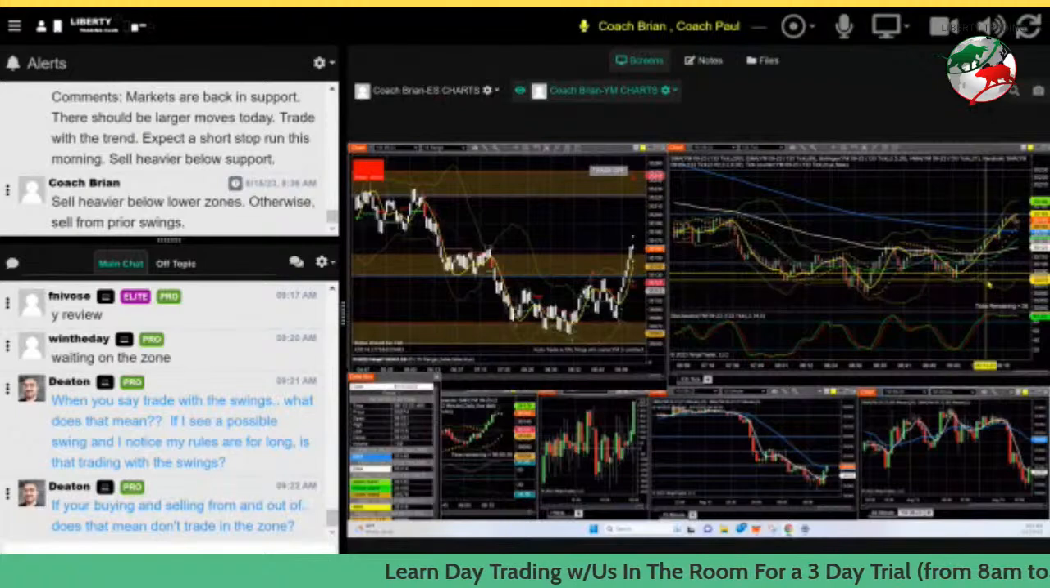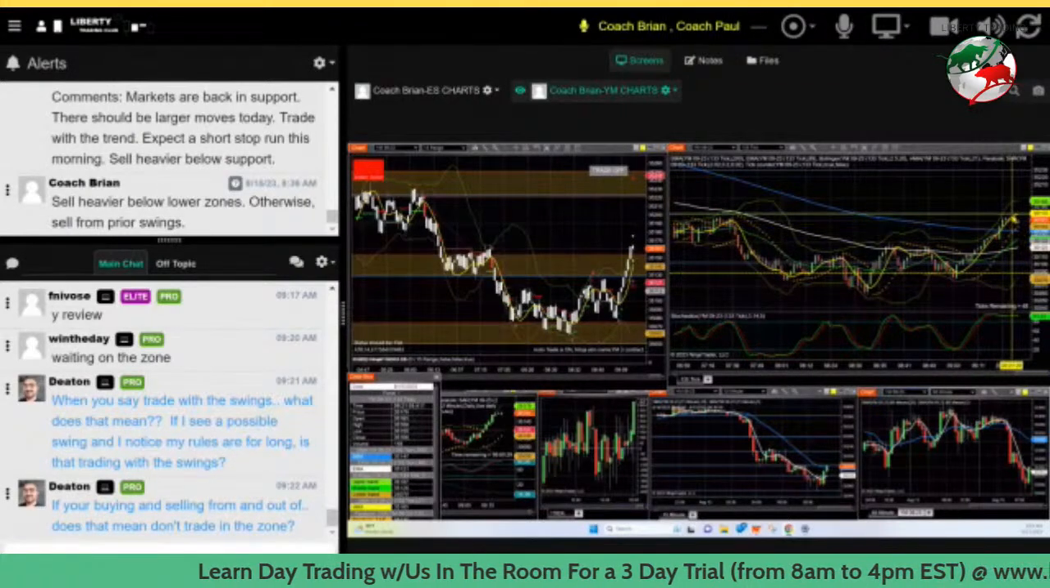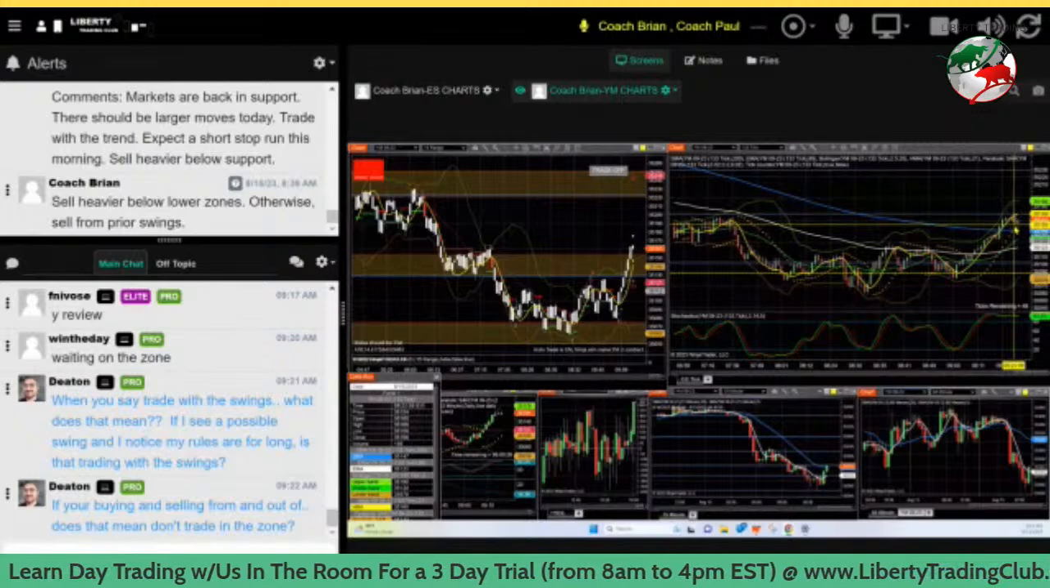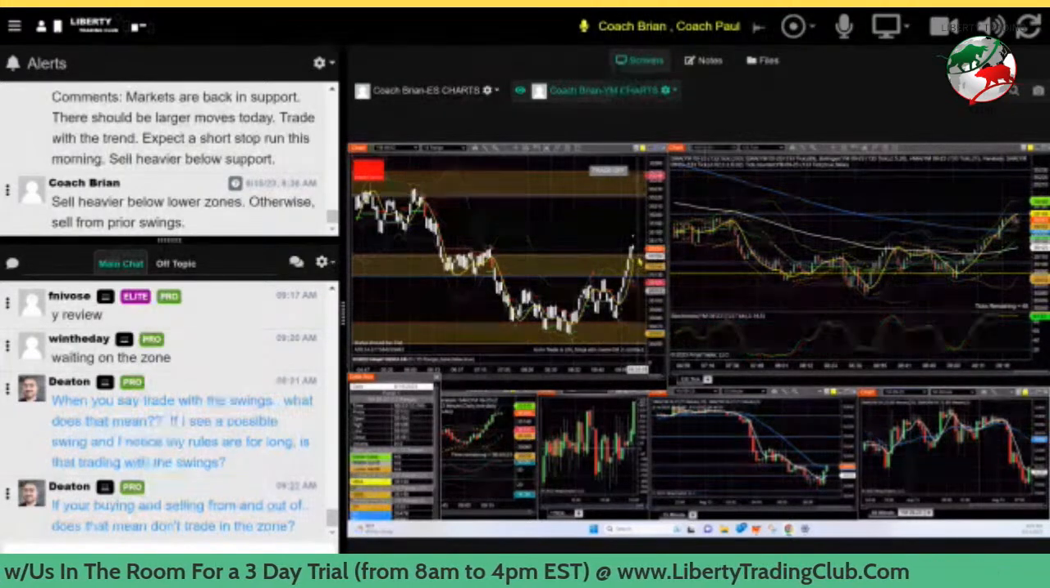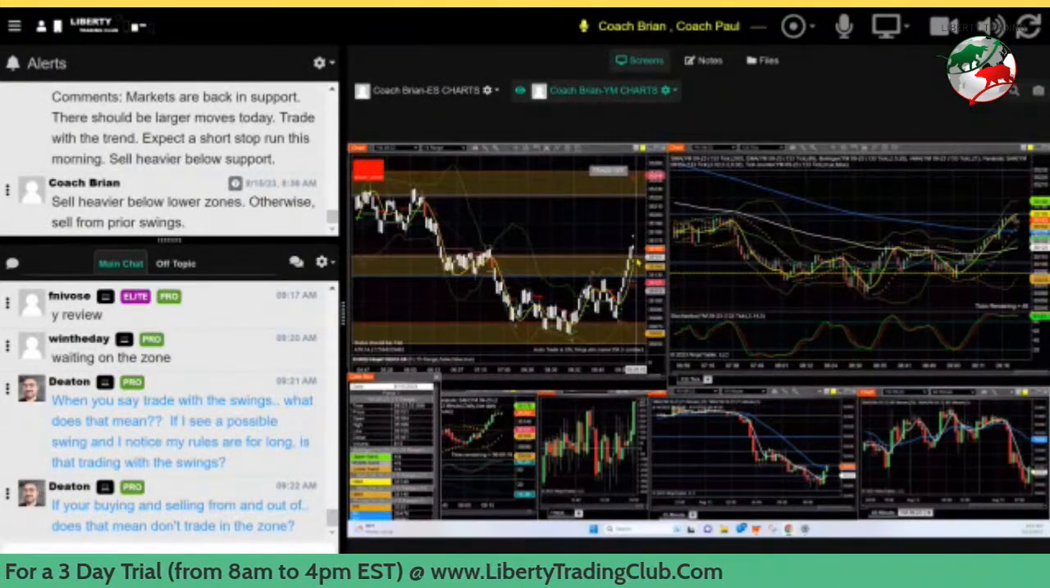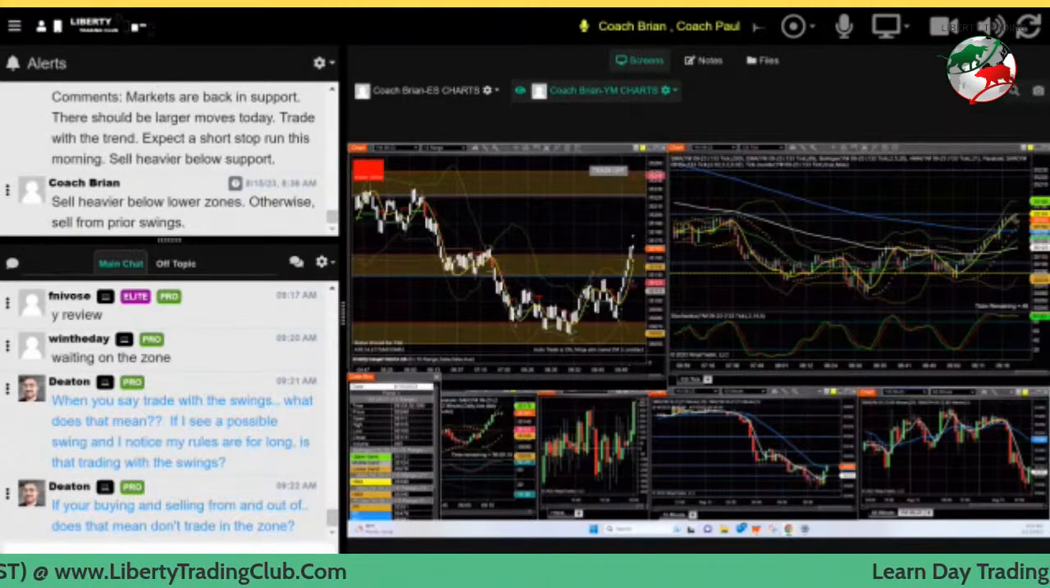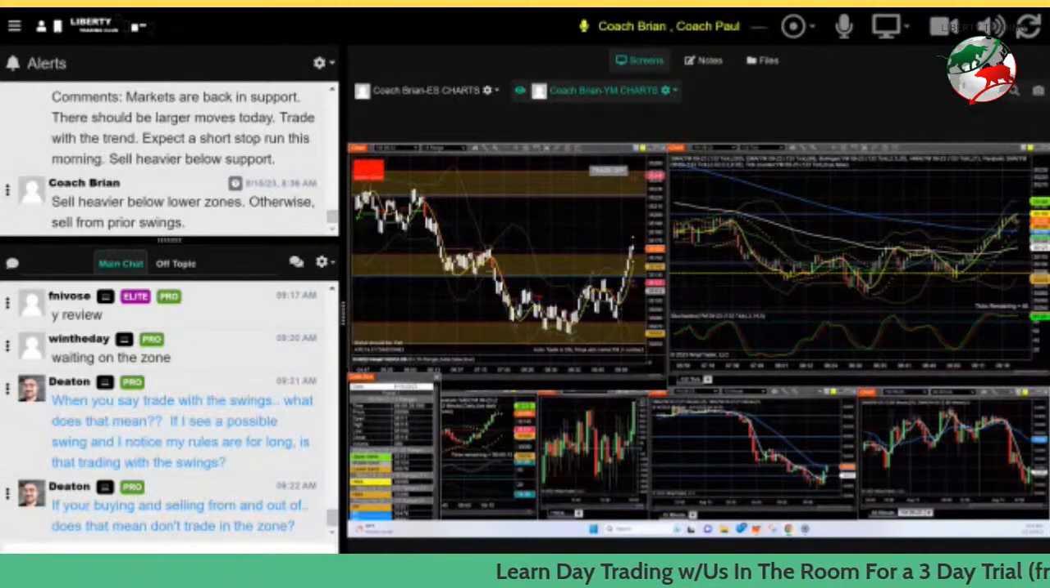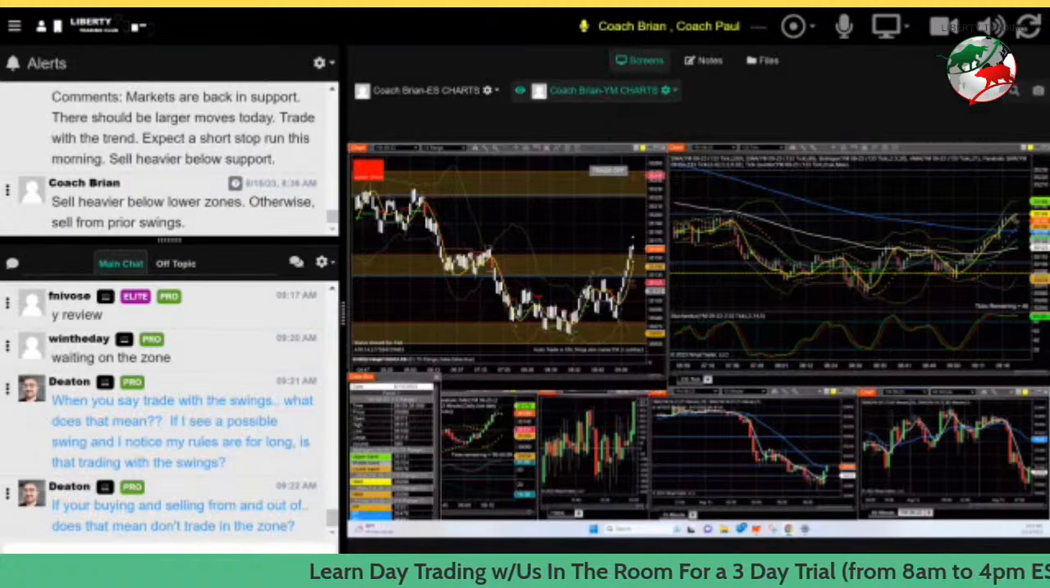YM. Pretty simple, 170, and your sell would be around 151. So about a 20 tick risk. So about an average risk trade that we'd want to look at. 2 points on the ES, 20 points on the YM. It's about the average risk if you're buying or selling.